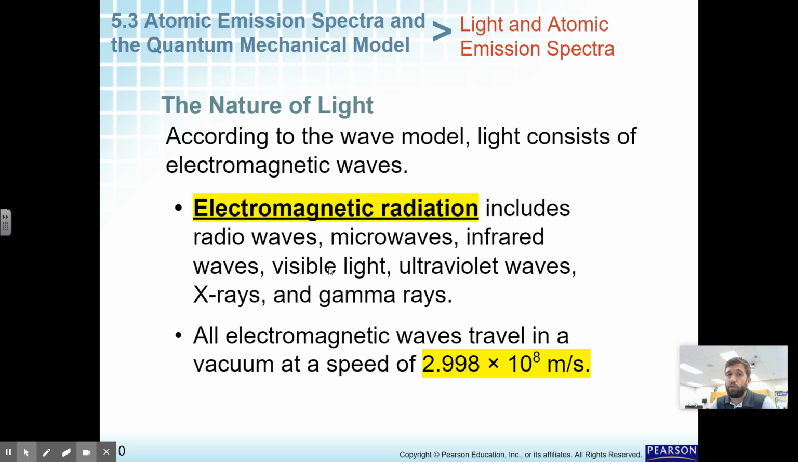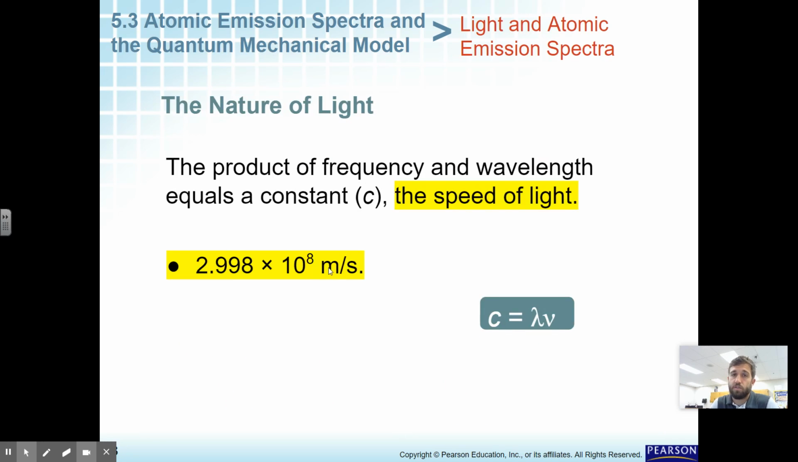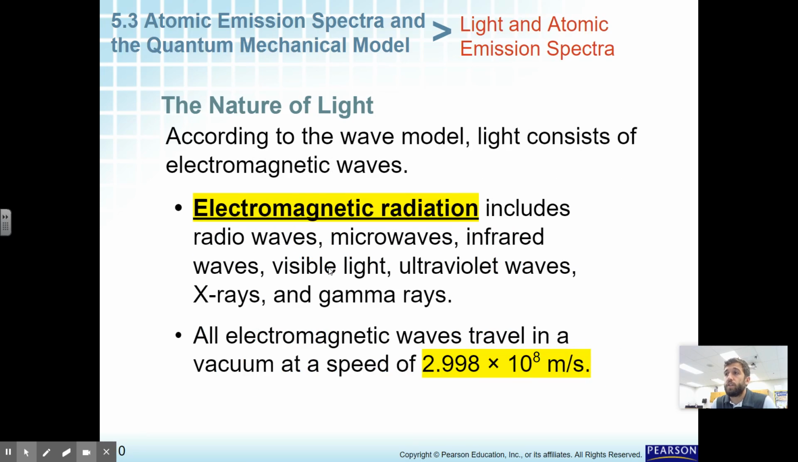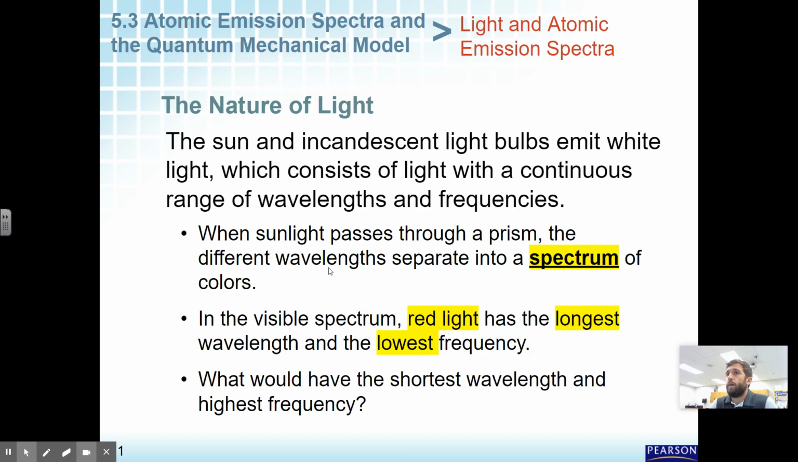Now all of these waves travel in a vacuum, right? No pressure, at a speed of 2.998 times 10 to the 8th meters per second. It's the speed of light, meaning all of these travel the same speed. So if you were asked what speed do the radio waves travel, it's the speed of light, because these are all light. Light is dual natured, and I think that's coming up. Light exists as a particle and a wave. So when sunlight passes through a prism, the different wavelengths separate into a spectrum of colors.